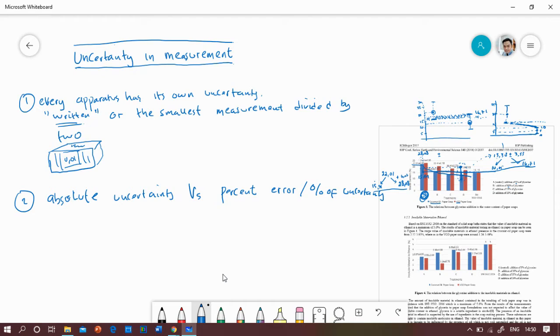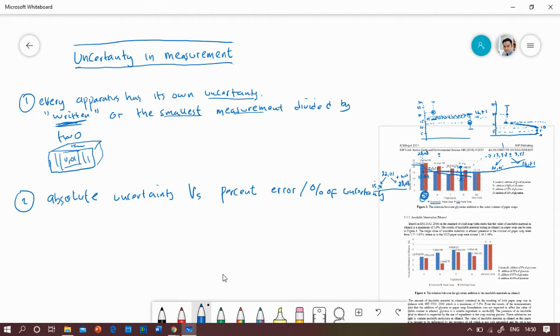Now, how do we actually generate the uncertainty? Well, again, uncertainty means the inability of an apparatus of measurement to measure the exact true value of a measurement. The uncertainty value is usually written on the apparatus itself, or for analog measurement, it is the smallest measurement divided by two. For example, on a digital balance, there is usually written what the uncertainty of the measurement is.